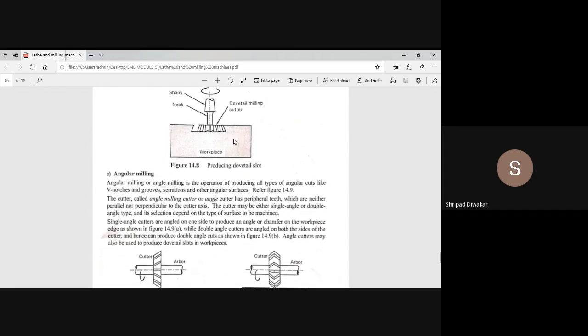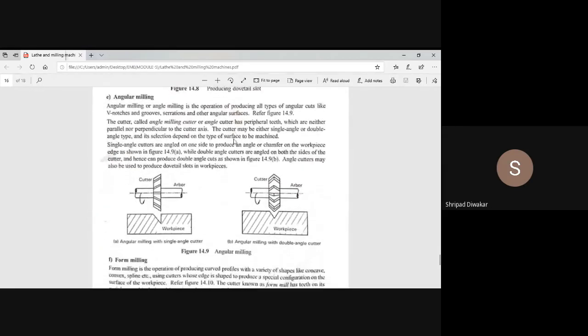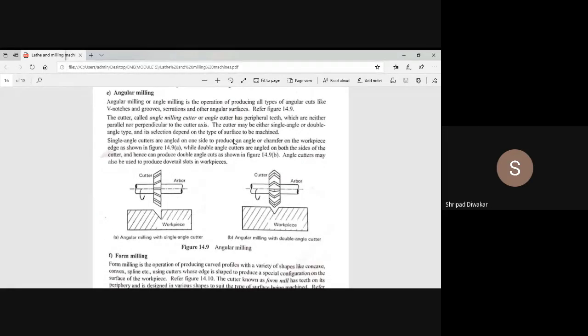Next operation is angular milling. You see the diagram. Here there are two possibilities. One is called a single angle cutter. Such kind of angular formation is possible in a milling machine. Another one, you see the groove. This is called a double angle cutter. In these cases, the cutter used is different.